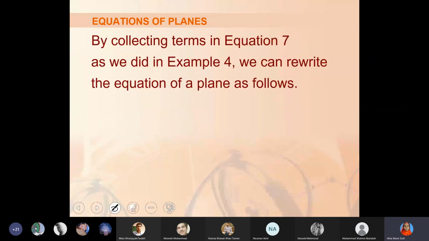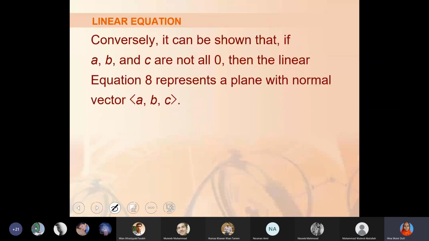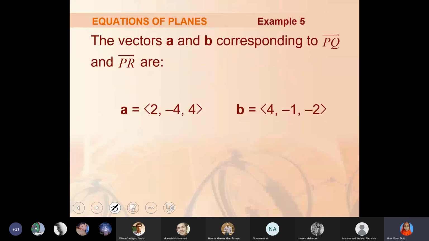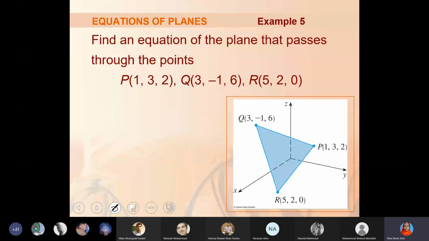Now I have done this one. Okay, now this question. Example 5: find an equation of the plane that passes through the points P, Q, and R. Now we are given 3 points, no normal vector. How will we determine the direction of the plane? How can we get the normal vector to the required plane? What will we do? We are given 3 points. Can we determine the normal vector from these 3 points?